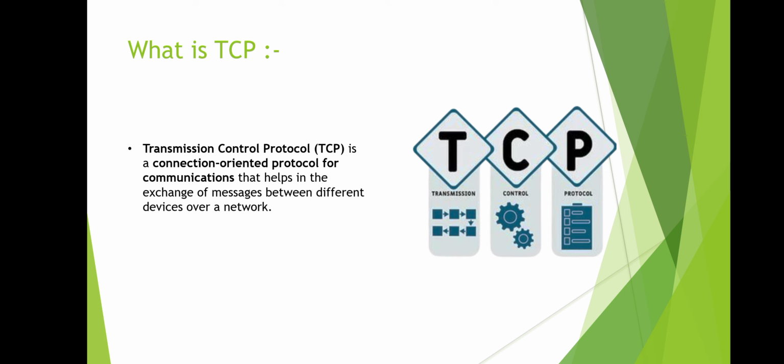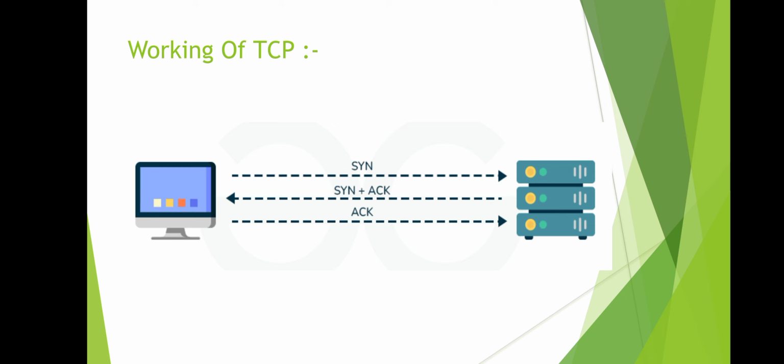Means in TCP, it establishes the connection between sender and receiver using the handshake method. TCP is heavyweight, and for how TCP works, a three-way handshake method is used, that is synchronize, synchronize plus acknowledgement, and acknowledgement. Let's see one example.